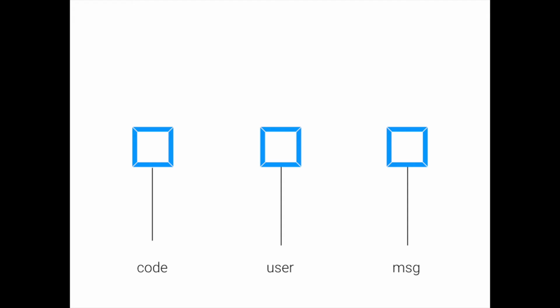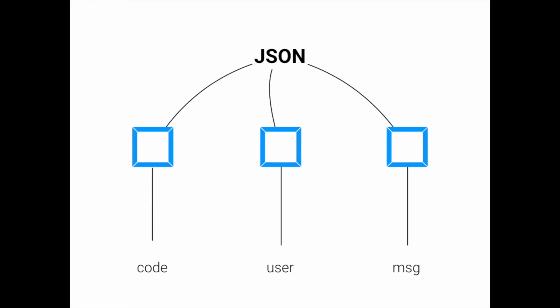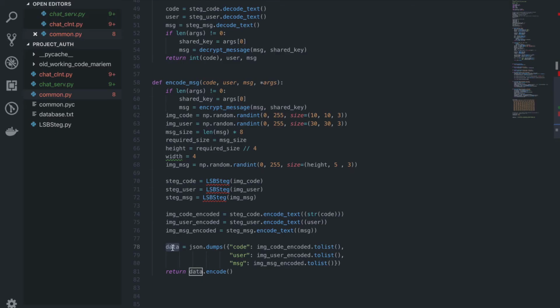Each of the 3 fields' values is hidden in an image. As you can see, this one, and that one. And the 3 images are then folded into this JSON object that is called data, and this JSON object is then sent to its destination.